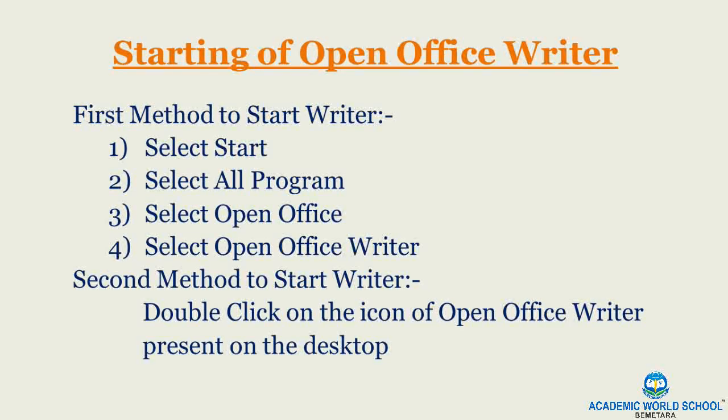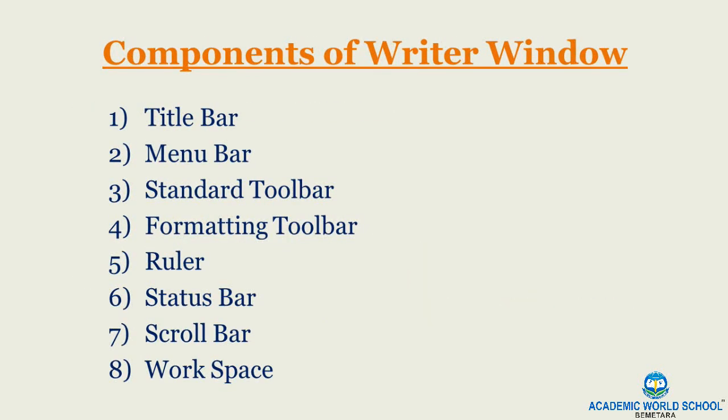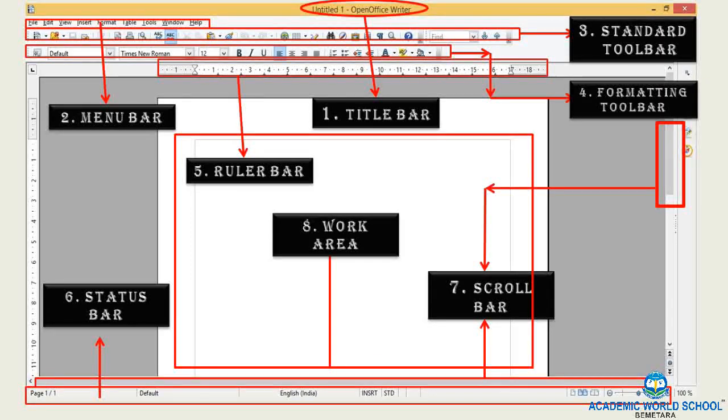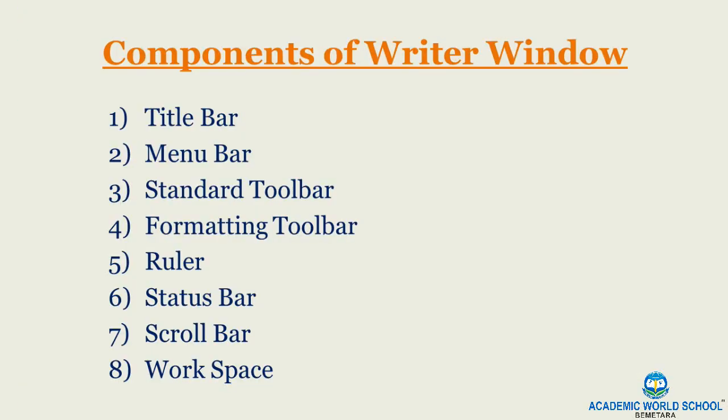Now, the components of the Writer window. When you open a window, you will see this type of window appear in front of you. In this, you will find many components. The first one is the title bar, then menu bar, then standard toolbar, formatting toolbar, ruler, status bar, scroll bar, and workspace. I am going to explain them to you one by one.